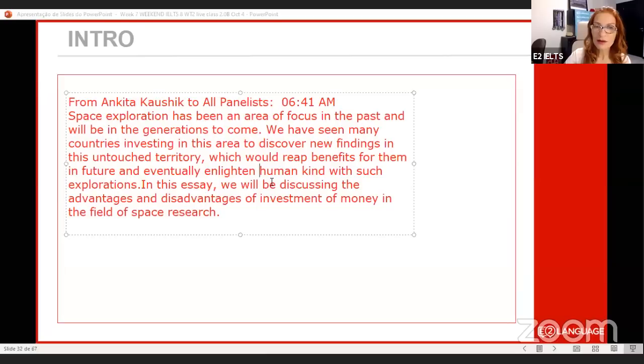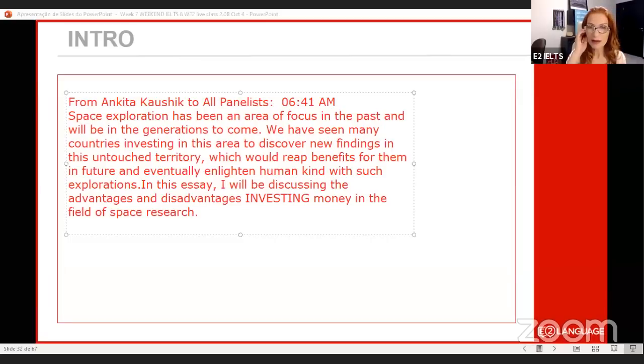In this essay, we will be discussing the advantages and disadvantages of investment of money. So advantages of investing money. Here we go, investing money in the field of space research. Ideally, we should use I and not we, okay? You should use I here with a capital I. And what about, it's probably a typo, not the we, but what about the position?